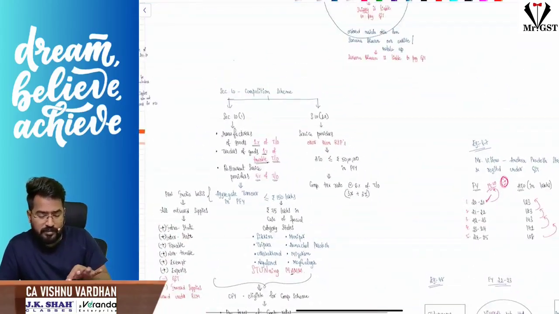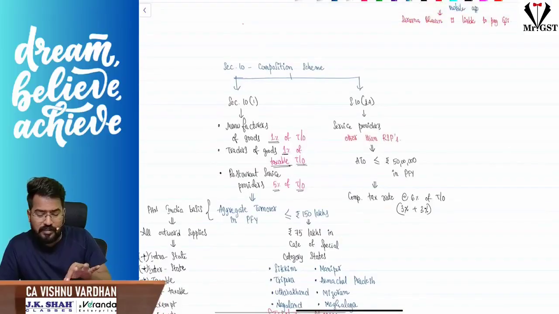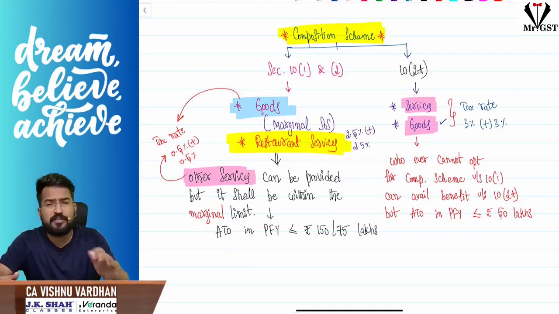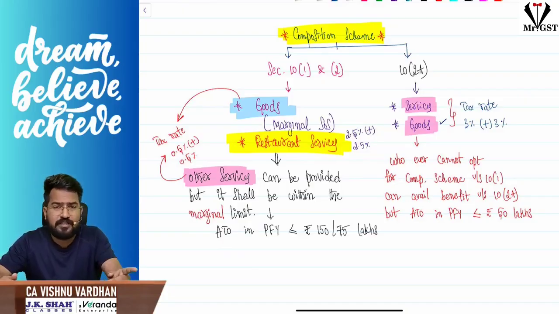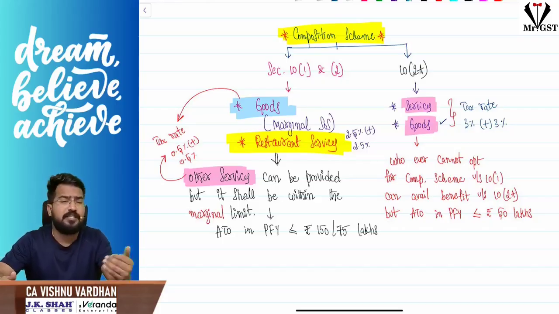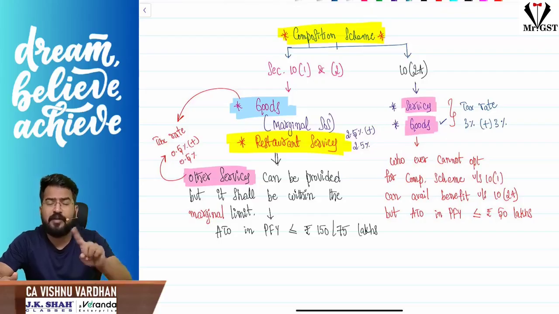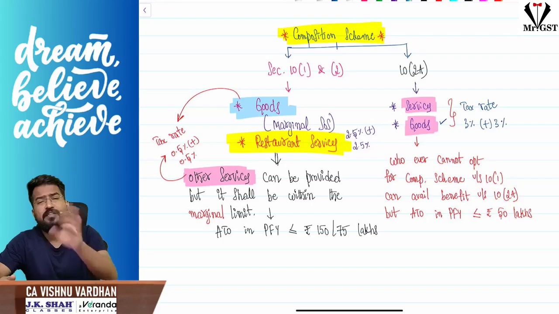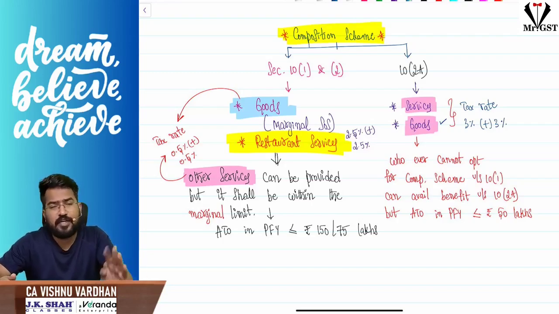Coming back to the concept, section 10 subsection 1 is available for people dealing with goods, that means a manufacturer or a trader, and also a restaurant service provider. But this option is available only based upon your aggregate turnover in the preceding financial year. If it is exceeding 150 lakhs, then you are not eligible. If it is less than or equal to 150 lakhs, then you are eligible for composition scheme in the current financial year. I repeat, whether you are eligible in the current financial year, we will check with the aggregate turnover limit of the preceding financial year: 150 lakhs in normal states and 75 lakhs in special category states.